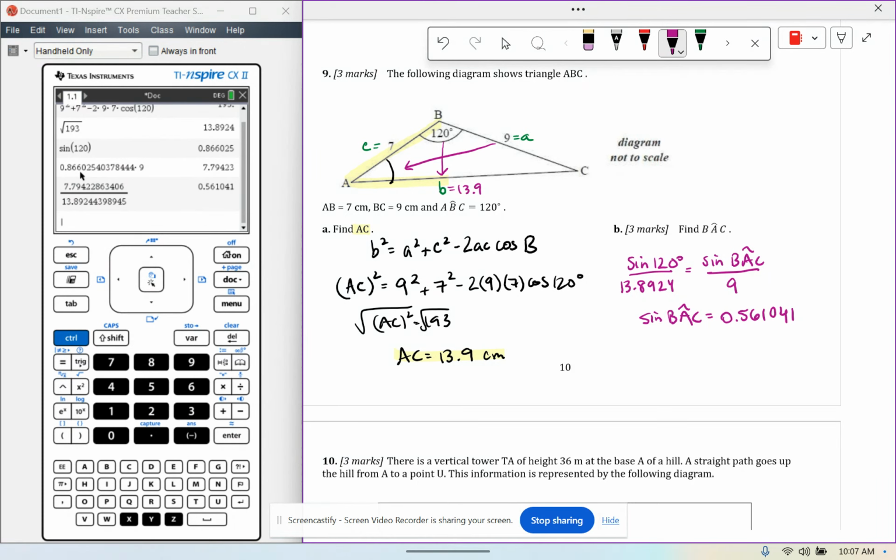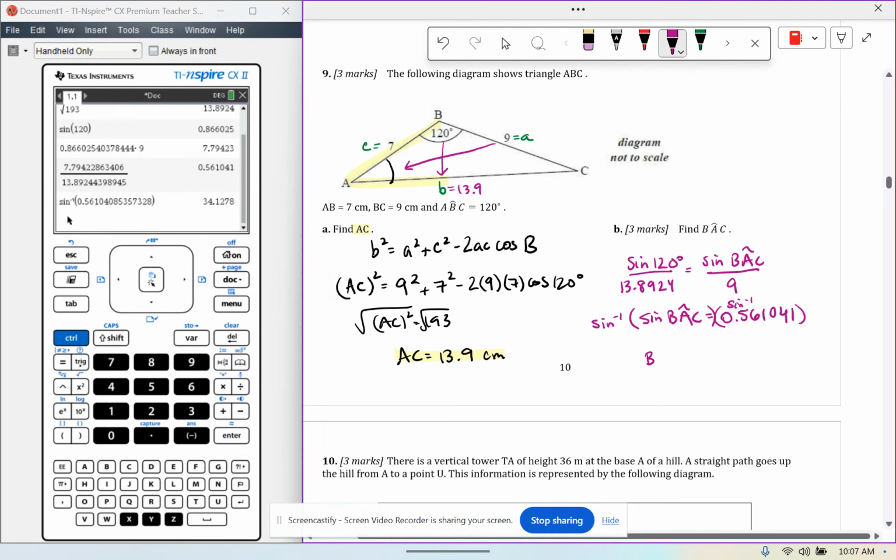And I have the sine of BAC is equal to 0.561041. The way that we solve for an unknown angle is we use the function inverse sine. When I inverse sine the sine, I end up with whatever the angle should be in there. So now I would do the inverse sine of this piece right here, and that will give me an angle measure of 34.1 degrees. Notice how in IB they don't use the angled piece out front that looks like this, like you used to in geometry.